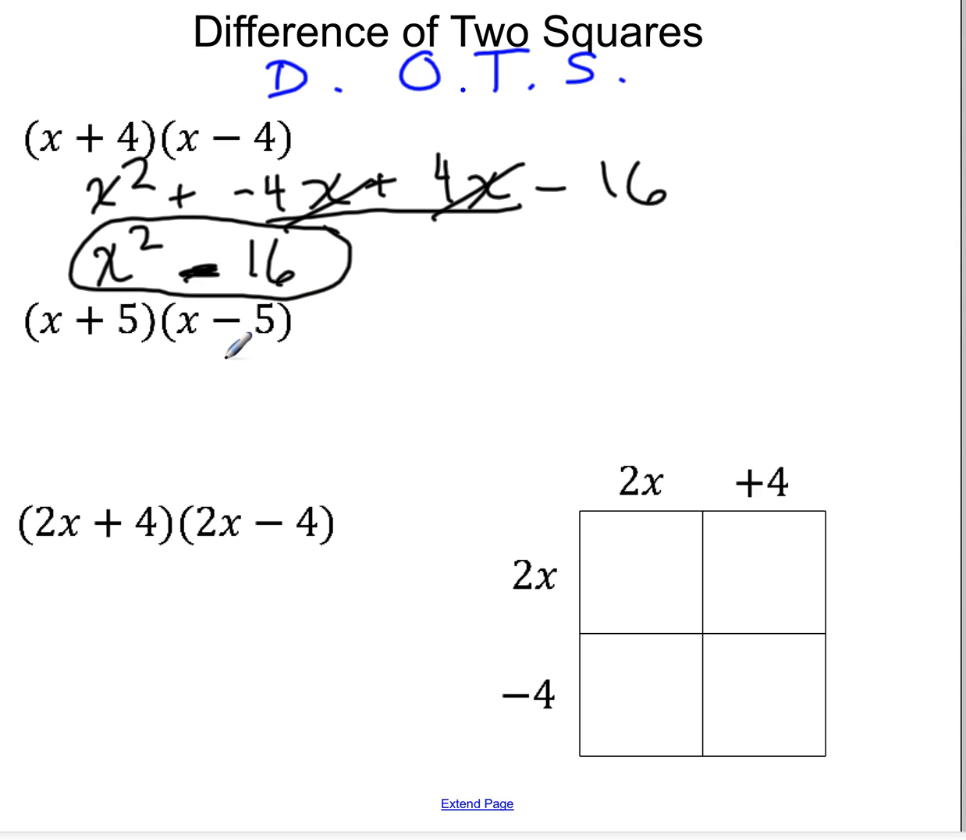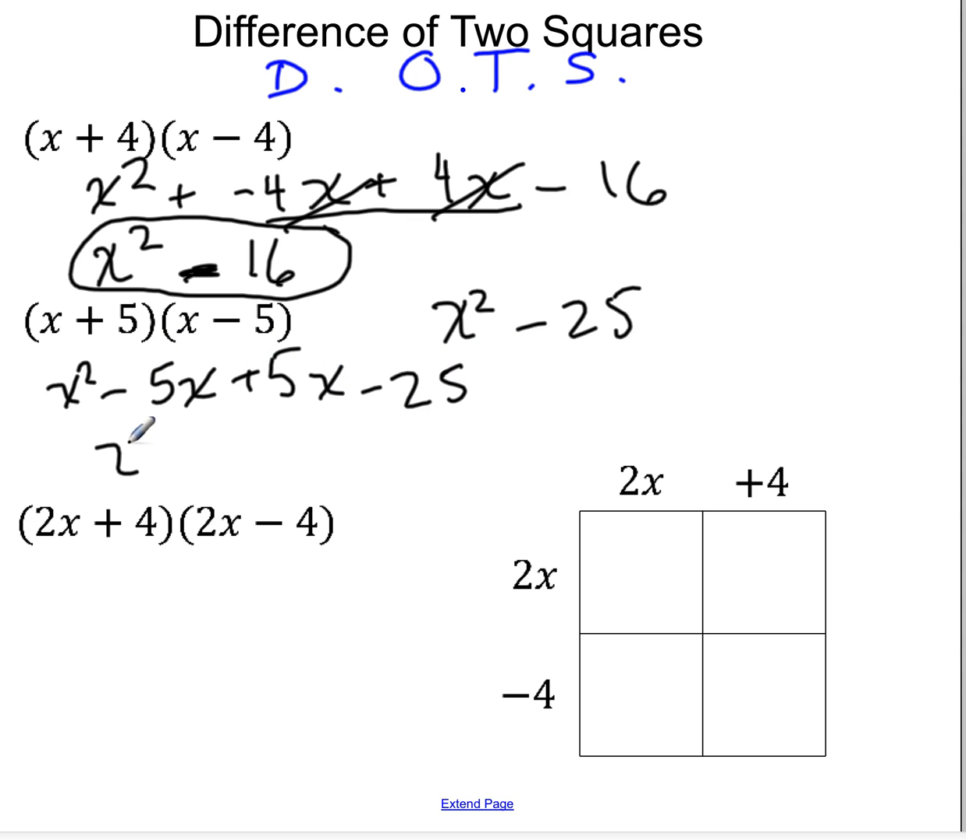So when I look at this problem, I just know the answer right off the bat because I know it's going to be a difference of two squares. It's going to be x squared minus 25, a difference of two squares. But let's say you don't know it yet because you're just learning it. X times x gives me x squared. The outside gives me negative 5x. The inside gives me positive 5x. And the last term gives me negative 25. When I combine the like terms, I get x squared minus 25, which is what I said right there, a difference of two squares.